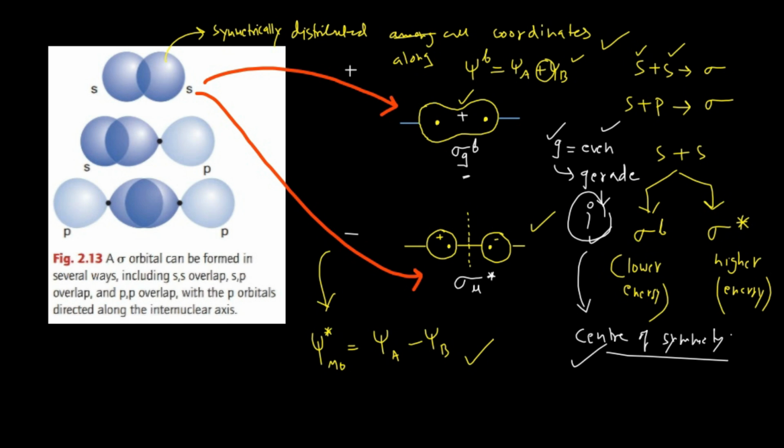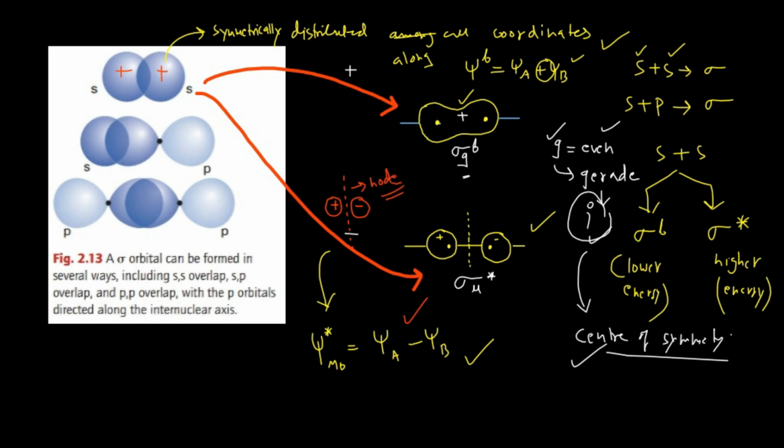Because you can see here, this is having the center of symmetry, right? Because if you move along this particular bond axis, then you will find the same sign. Positive here, and this is again positive here. But when you are combining these two wave functions by subtracting, this one is having positive sign and this one is having negative sign. When this happens, there occurs a node in between these two, right? This is known as the node.